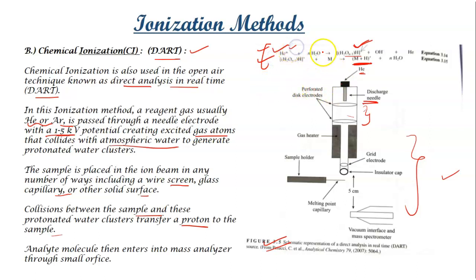Your helium in the excited state reacts with the water, forming protonated water clusters, and this protonated water cluster reacts with your sample molecules, giving you this particular ion, the M plus H positive ion. Just like that, the reaction is over here. So that is all about the chemical ionization method. The rest of the methods we will be discussing in the next video.